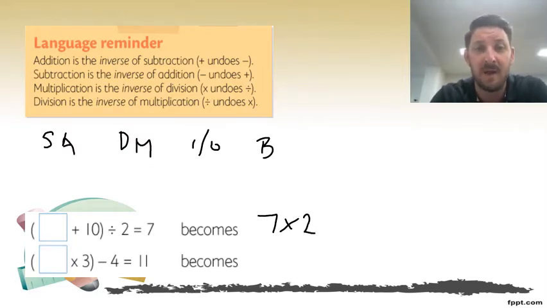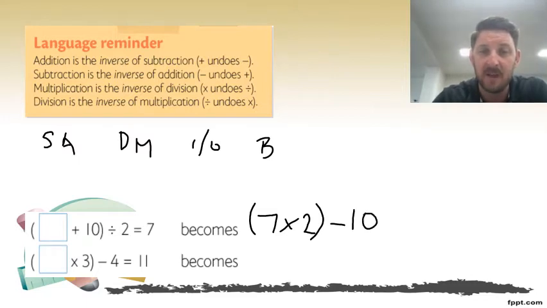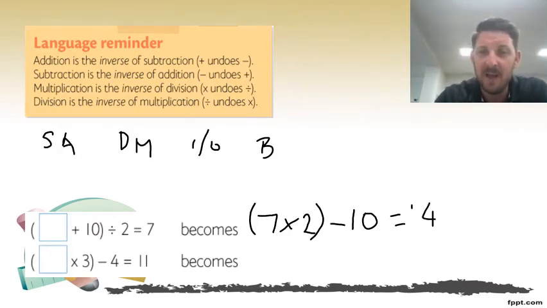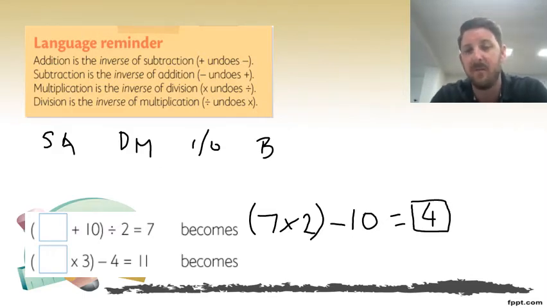Then we have a look at what's in the brackets, and it's add 10. The inverse to adding is take away, and we know that the number was 10. So if we work that out, brackets first: 7 times 2 is 14, take 10, which means that our answer for the box should be 4. To double check, 4 plus 10, because that's the brackets, is 14. 14 divided by 2 is 7, and we know that the answer is right. So I've worked it out using backtracking.